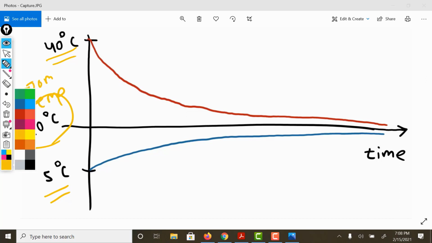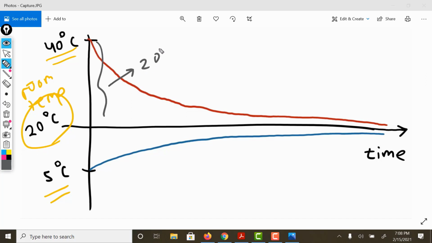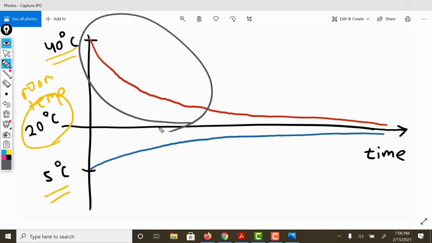I do want you to notice that from 40 to 20 is about 20 degrees Celsius, and from 20 to 5 would be about 15 degrees Celsius. If there is a greater temperature difference between the two temperatures, then it's going to change itself a lot faster. So in the first case we have about a 20 degree Celsius temperature difference compared to the 15 down here. That's why you're going to see a greater, faster change.